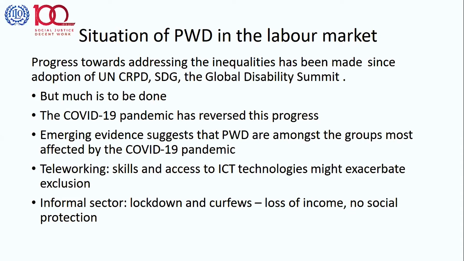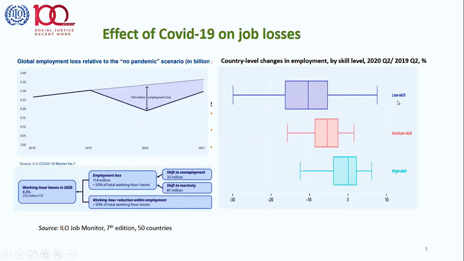Also, especially in the developing countries, where most of the persons with or without disabilities work in the informal sectors, the lockdowns and the curfew measures that have been imposed by the COVID-19 related restrictions have led to a loss of income, loss of employment, and we know that those engaged in the informal sectors are not even eligible for unemployment benefits, even in the countries that do provide unemployment benefits for those which are affected by the COVID-19 restrictions. Also, in many countries, persons with disabilities are not covered by social protection schemes.